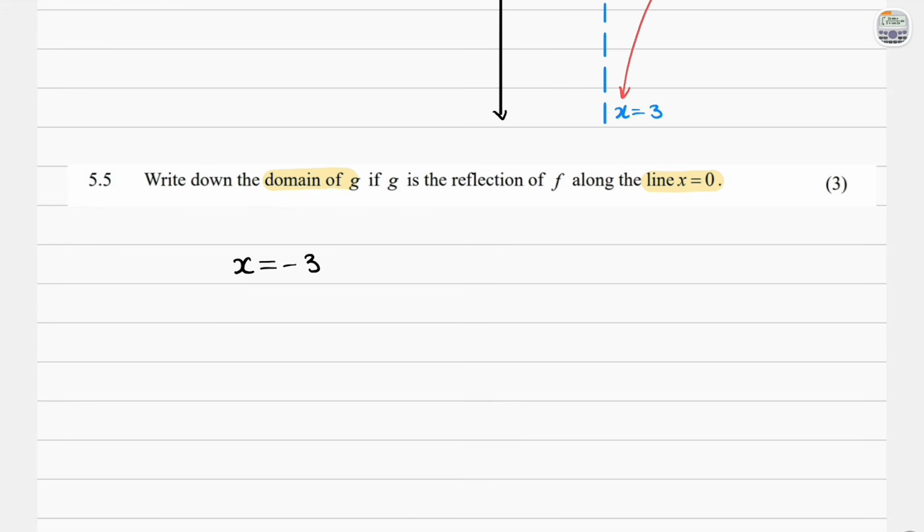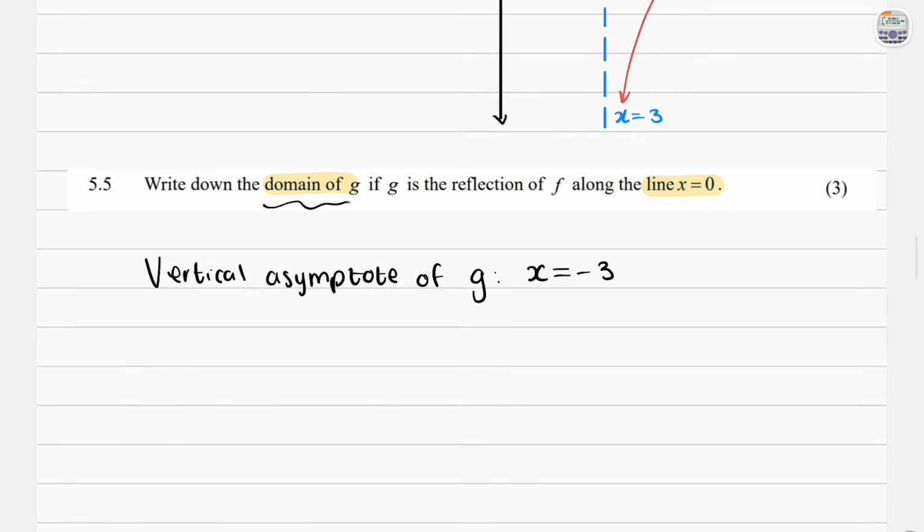But now we need to answer their question. So we're just saying that this is the vertical asymptote of g. Okay, so what is the domain of g?